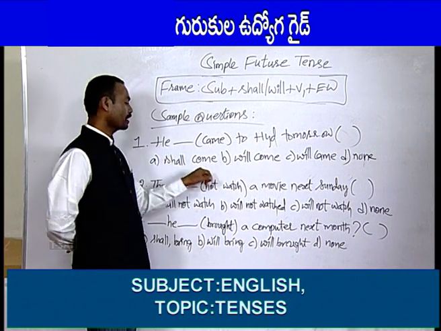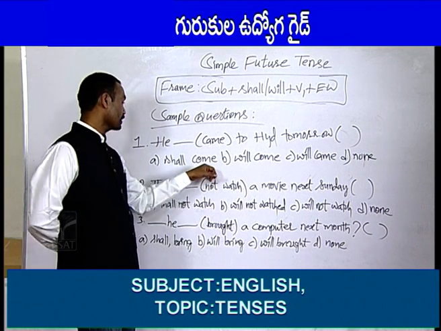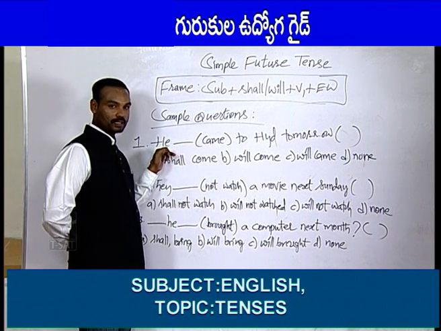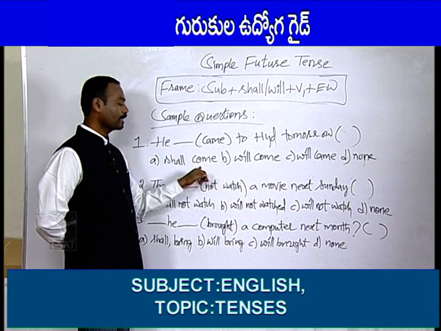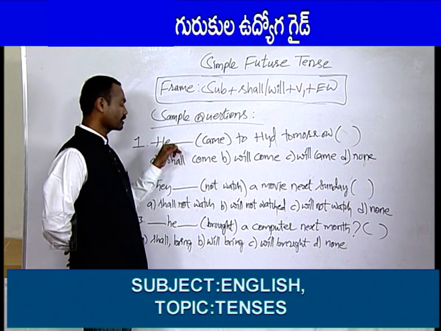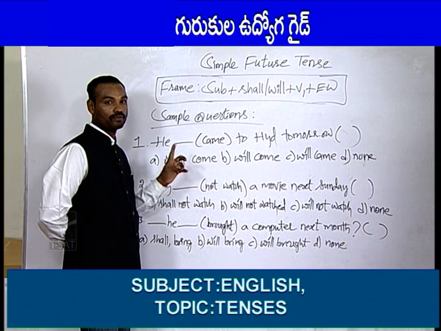Where is that? "Shall come" is the wrong answer. When is it the right answer, friends? When they give subjects like I or we, then we can take "shall come." But here the subject is he. We should not take it. "Will come" is our answer.